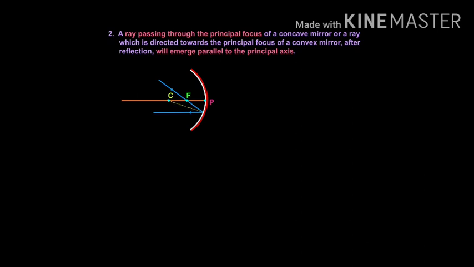So once again, it is my normal, this is my angle of incidence, this is the angle of reflection. So remember that if a light ray is approaching through the focus, then after reflection from the mirror, the reflected ray will be parallel to the principal axis. And the same can be done for the convex mirror too. This is the light ray that approaches the focus, so after reflection, it will be parallel to the principal axis.